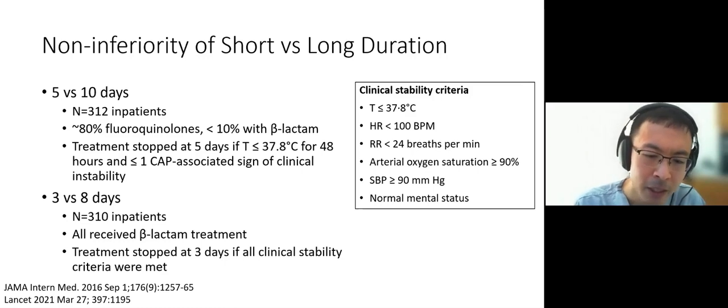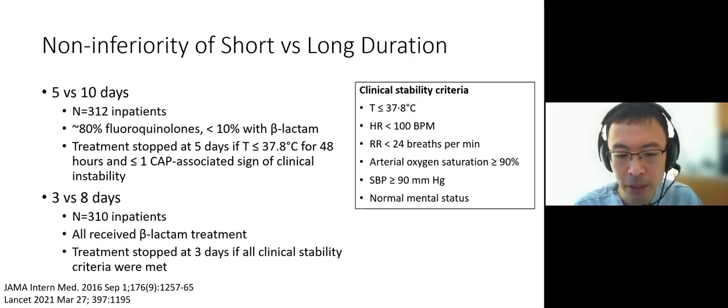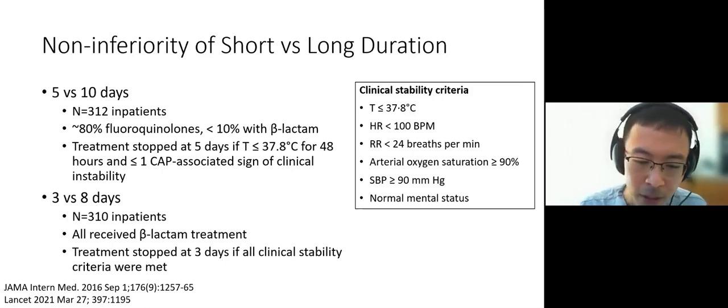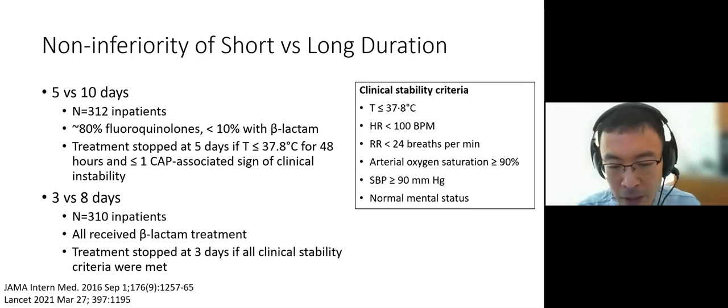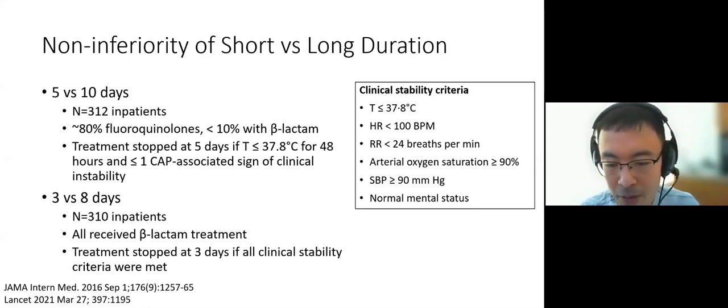All right. And then earlier this year, there was a new RCT that tried to shorten the effective duration even further. This one compared 3 days versus 8 days of treatment. Again, these are all inpatients, not in the ICU. They were eligible for enrollment if they met all the clinical stability criteria by day 3 of treatment. And then they were randomized to 5 days of placebo, which is the 3-day antibiotic group, or 5 extra days of oral moxiclav, which is the 8-day group.